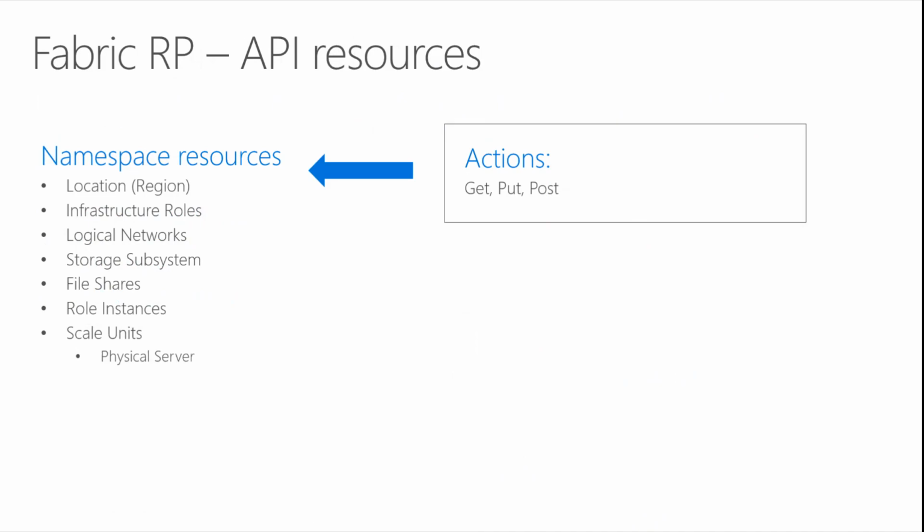Just going to go through these rather quickly here, but some of the actions that we can do in this case for the Fabric resource provider. So you've got gets, puts, and posts for all these different namespace resources for location or region, infrastructure roles, logical network, storage subsystem, file shares, role instances, and scale units.